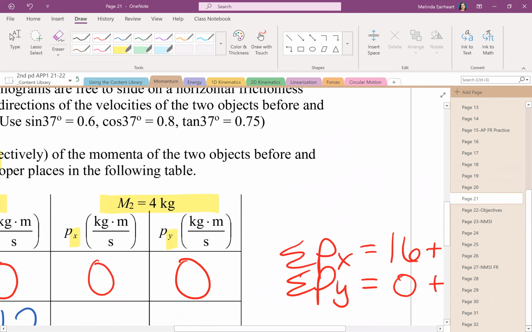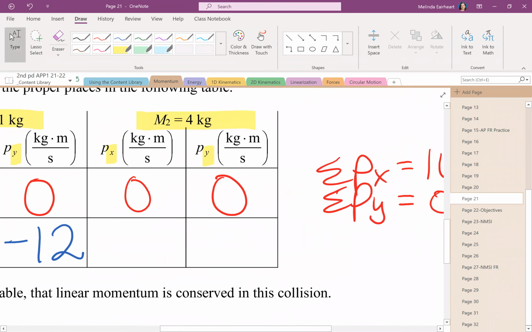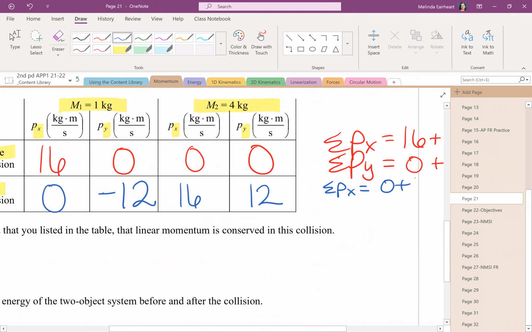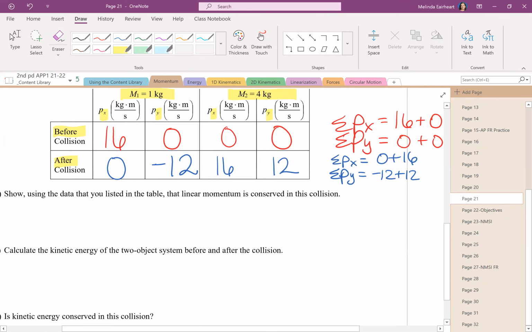And so the second ball has positive momentums. 4 times 4 is 16. And that was the horizontal, I believe, right? And then the 4 mass times 3 vertical component is 12. And so if we notice the sum of the momentum in the x direction here, 0 plus 16, the sum of the y, negative 12 plus 12. And if you didn't consider that, you're about to be forced to. So we got the data table filled out.